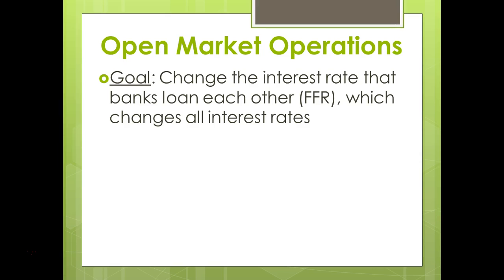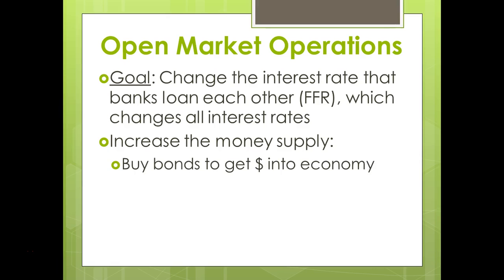So open market operations, how do they work? The goal is that they want to change the interest rate that banks loan each other money, which changes all interest rates. And so to increase the money supply, the Federal Reserve buys bonds to get more money into the economy. Because when the Federal Reserve buys a bond from a bank or the public, they pay money for it, and that money is brand new. They just created it out of nothing. And that increases the money supply in the economy.